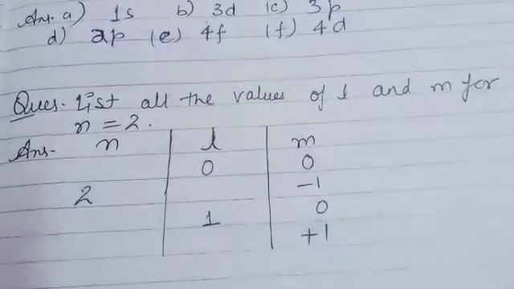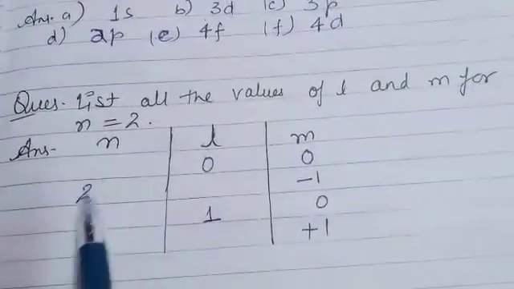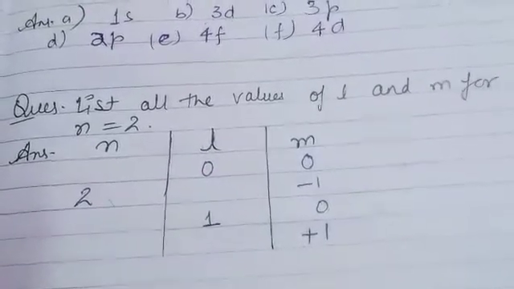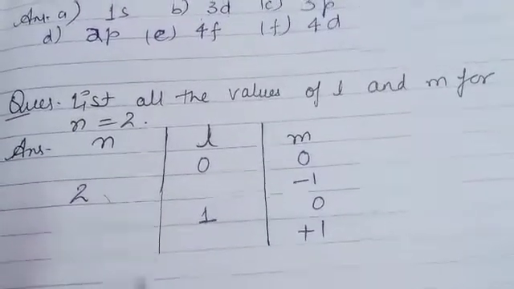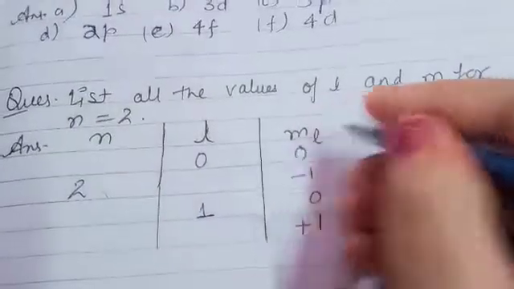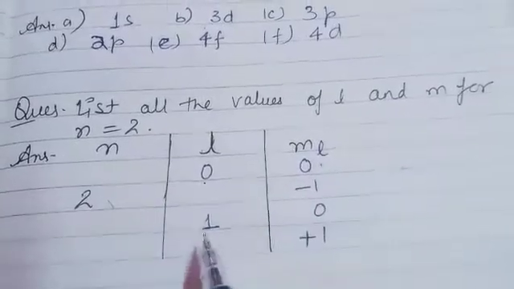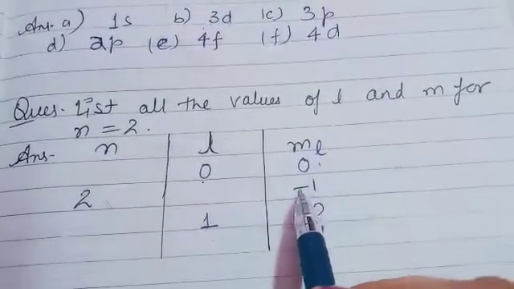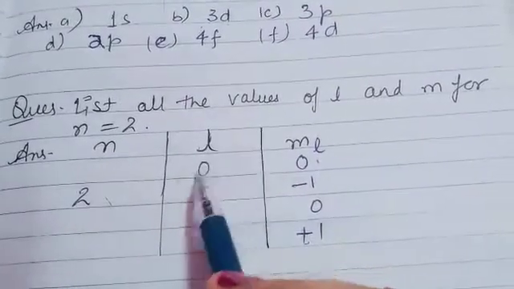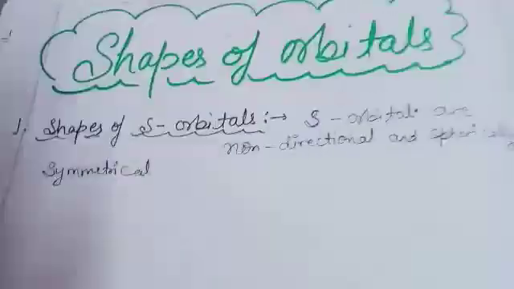You can write separately one by one, एक दूसरे के साथ next step में भी लिख सकते हो, but n is equal to 2. Then if n is equal to 2, what about the value of L? It's 0 and 1. Remember that formula, 0 to n minus 1. The value of L is 0 and 1. And for M, you can write it as ML. When the value of L is 0, ML is also 0, but when the value of L is 1, ML is minus 1, 0, plus 1. So these values are possible for L and M when n is equal to 2. So accordingly questions are there.